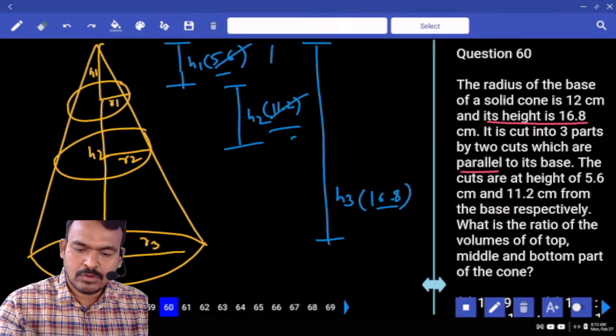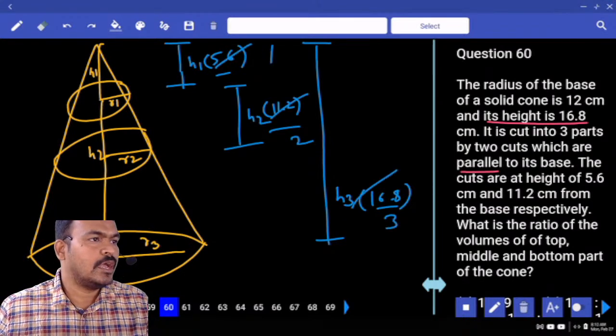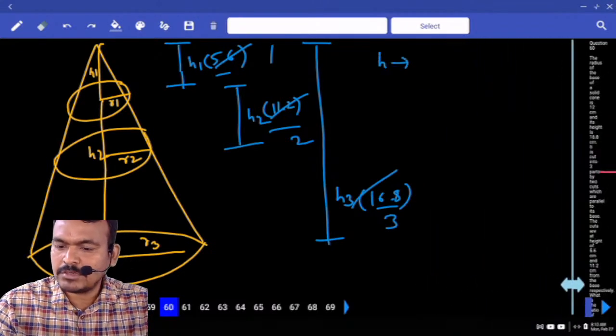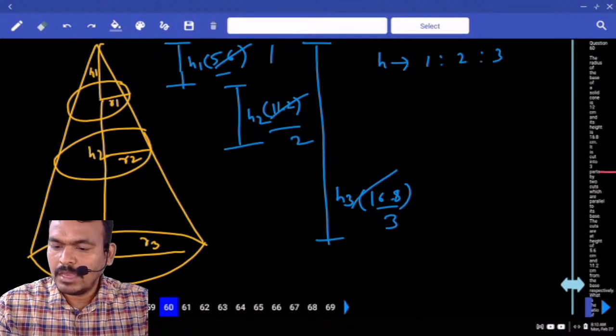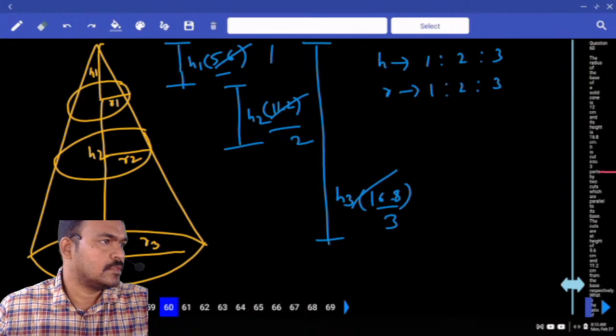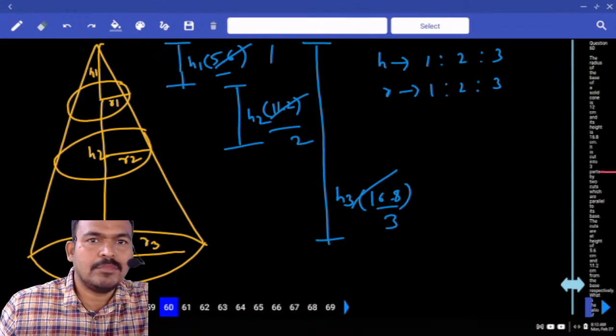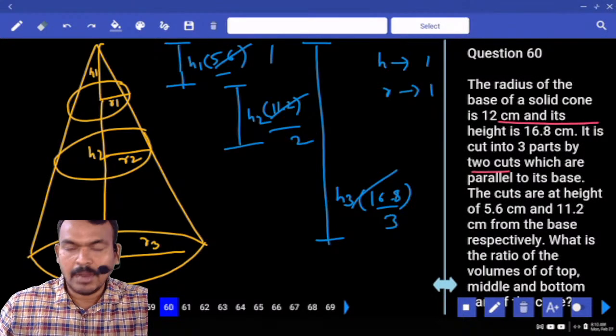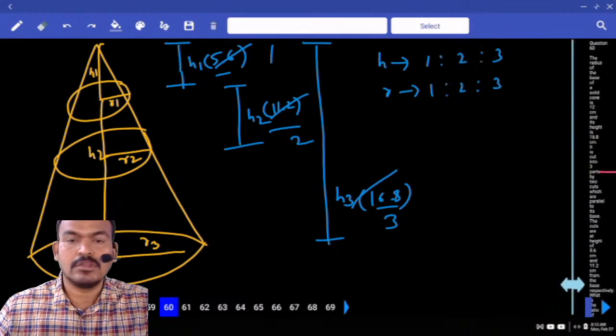1, 2, 3 or not? What is the heights ratio? 1:2:3. If heights are in 1:2:3 ratio, is the radius also 1:2:3 or not? Same base or different base? Okay, and what is the question here? Volume of the top, middle, and bottom portions.